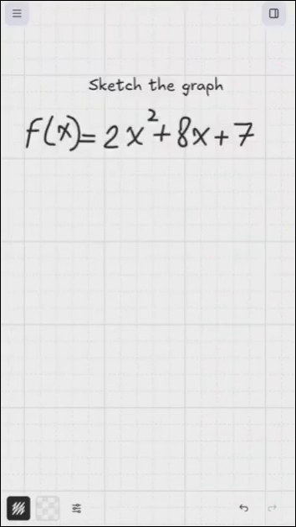Hi, in this video we are going to learn how to sketch the graph of the quadratic equation that is given in the standard form. So first of all, I will have to change it into the vertex form since I am going to use the step pattern method that is quite convenient and quick. So let's start.